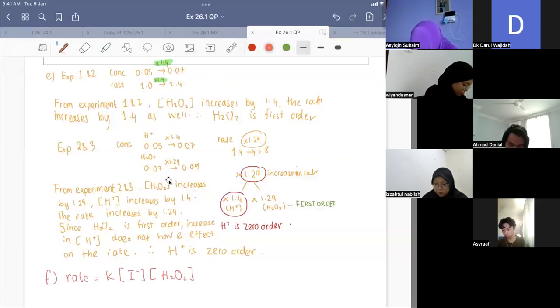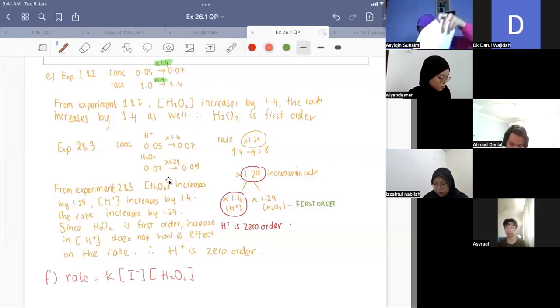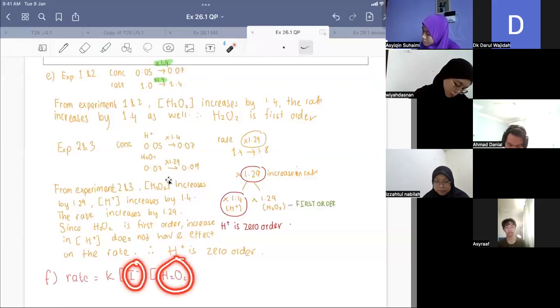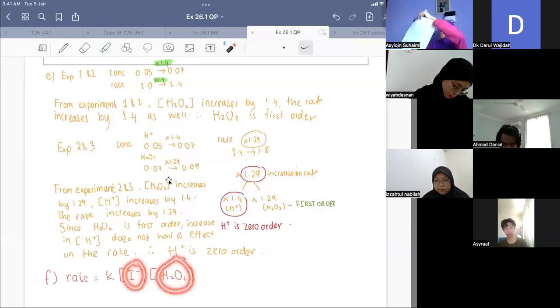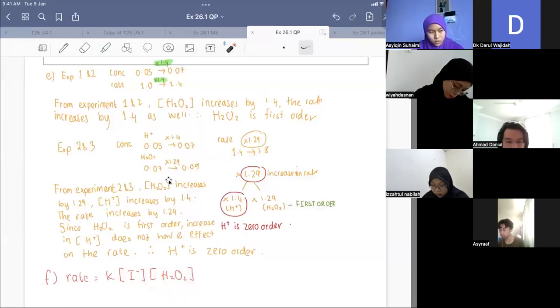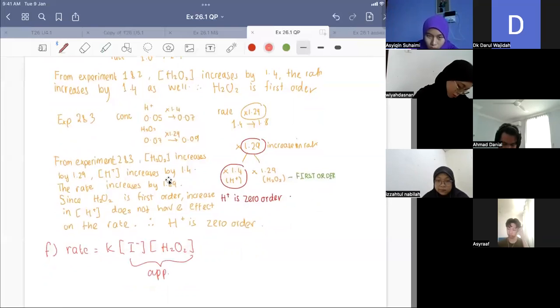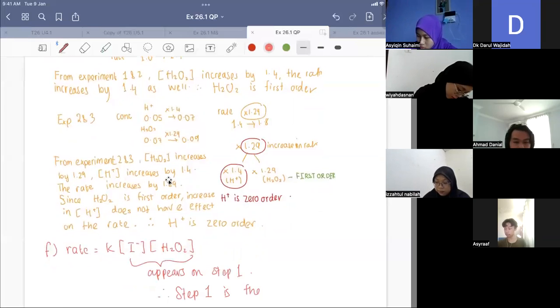So you need to go back to the previous page and choose the step, either step one, step two, or step three, that shows only iodide and H2O2 appearing in that one step. Okay. And if you can see, step one contains H2O2 and I minus only. Okay. So that means it appears on step one. Therefore, step one is the slow rate determining step.